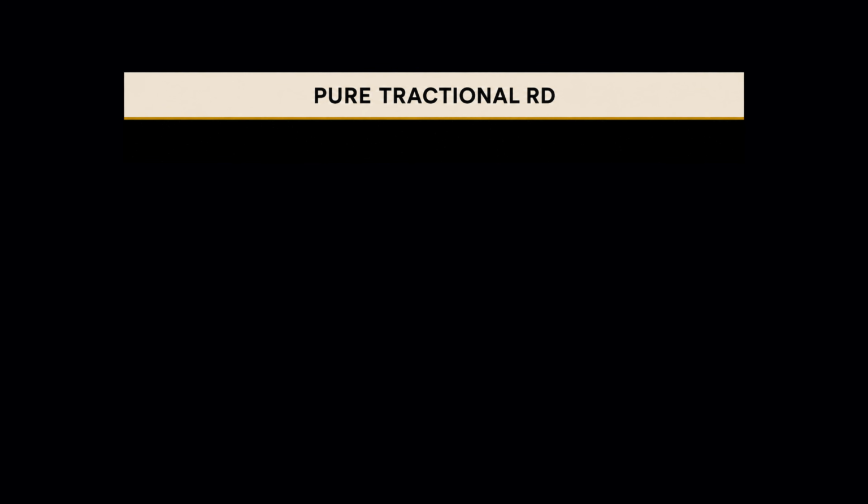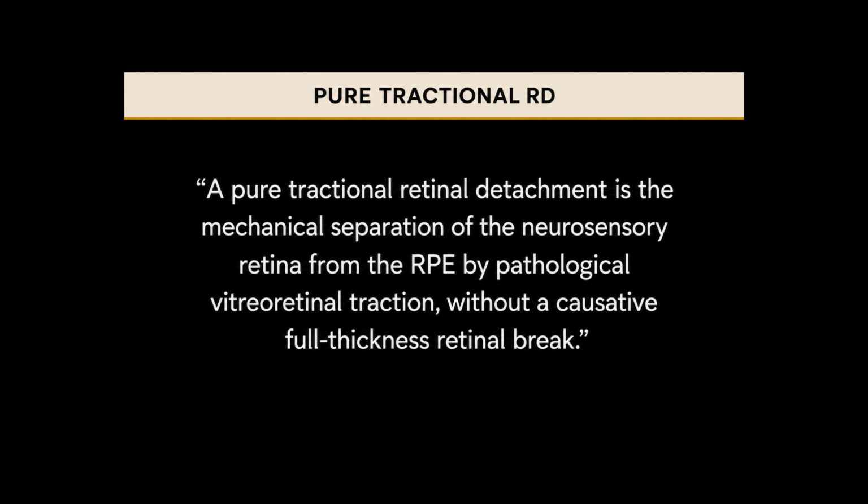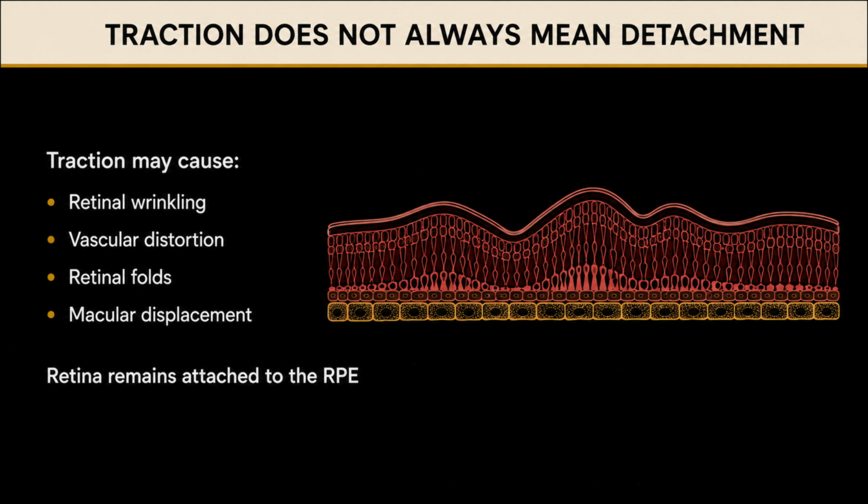Okay, now let's properly define what is a tractional retinal detachment. The central definition to remember is that a pure tractional retinal detachment is the mechanical separation of the neurosensory retina from the RPE by pathological vitreoretinal traction without a causative full thickness retinal break. But traction here does not always produce a retinal detachment. Remember that.